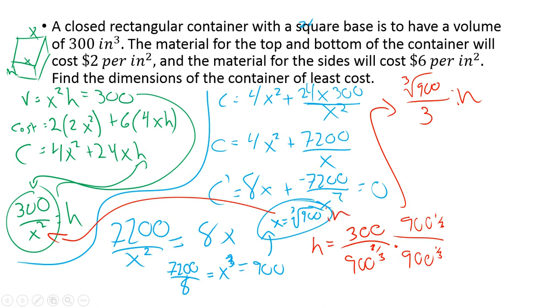And so that would be our dimensions. This comes out to be about 9.65, and this comes out to be about 3.22 inches, respectively. So there would be the dimensions of this rectangular container with the square base with a volume of 300 to minimize our cost.